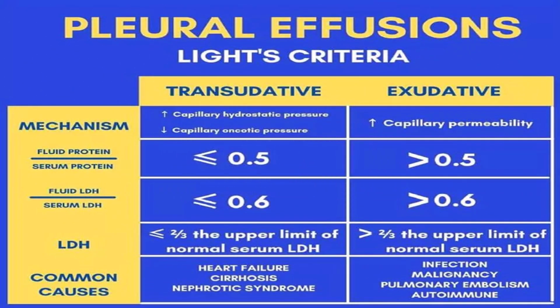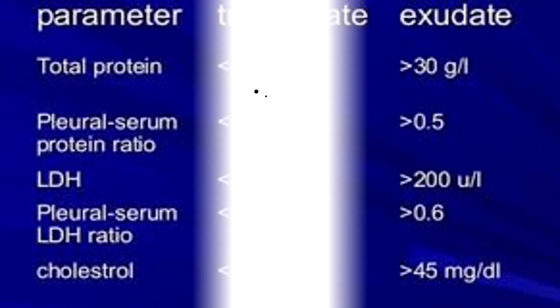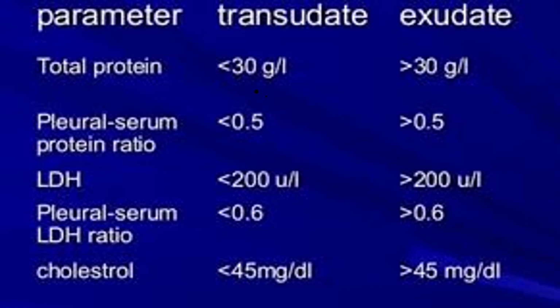Common causes of transudative effusion include heart failure, cirrhosis, and nephrotic syndrome, whereas exudative pleural effusion is caused mostly by infection, malignancy, pulmonary embolism, and autoimmune disorders. In addition to Light's criteria, we can also use total protein in the pleural fluid. If it is greater than 3 grams per dl, it is exudate, and if it is less than 3, it is transudate.